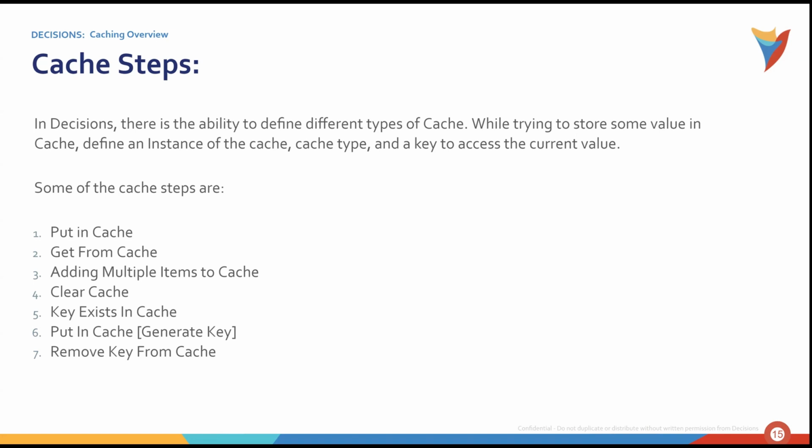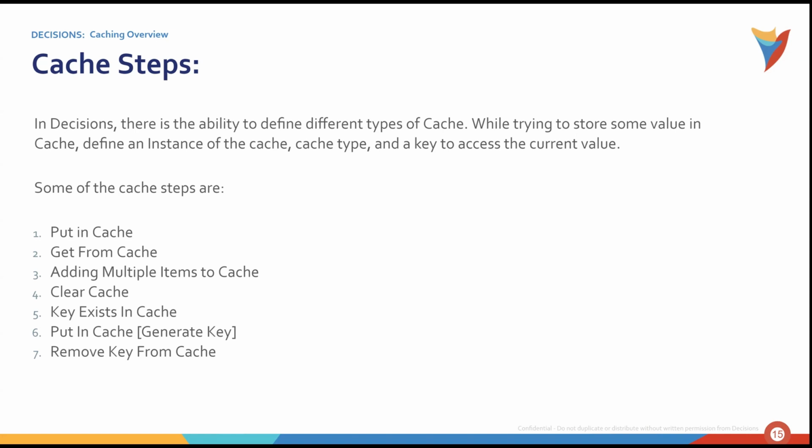Basically, in decisions, there's the ability to define different types of cache while trying to store some values in the cache. Define an instance of the cache type, and a key to access the current value. Here are some of the cache steps which we have.